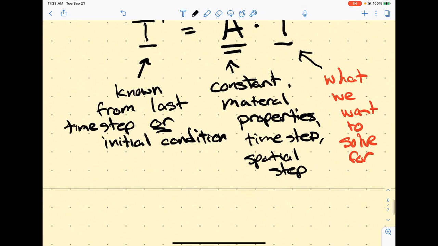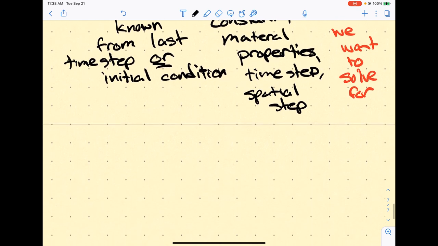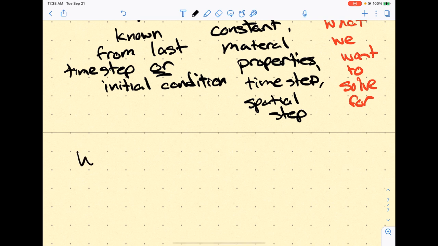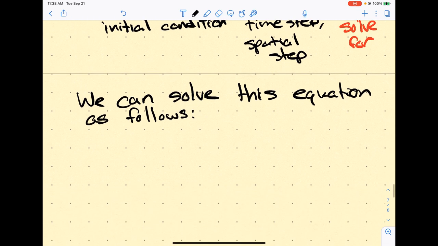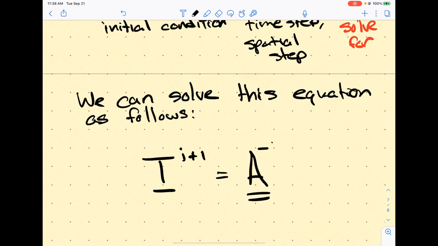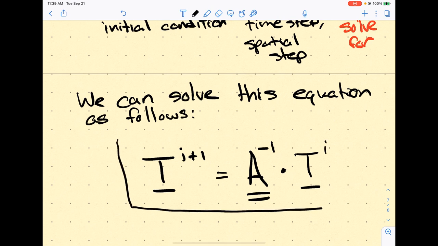Yeah, so we multiply both sides by the inverse of A. So we can solve this equation as follows. The solution T at time I plus one is just equal to A inverse times T at time I.